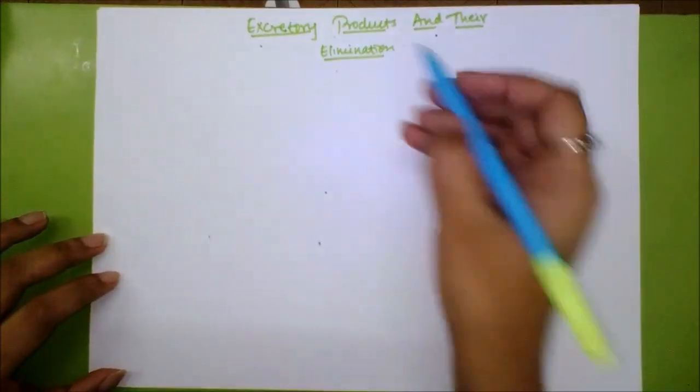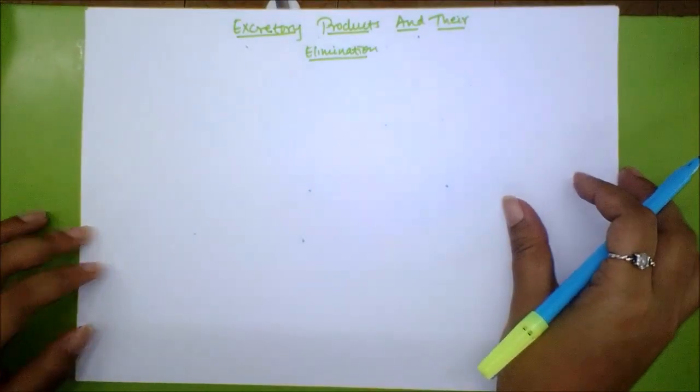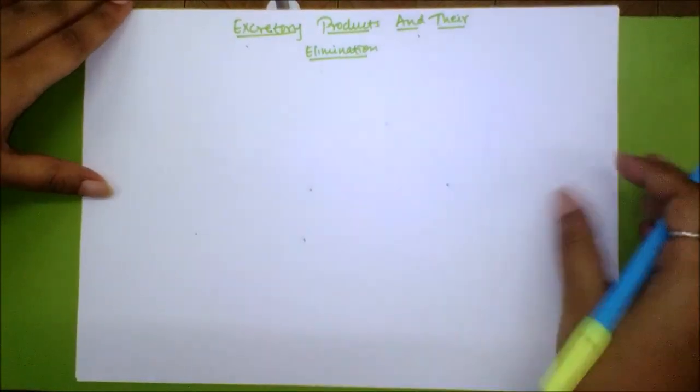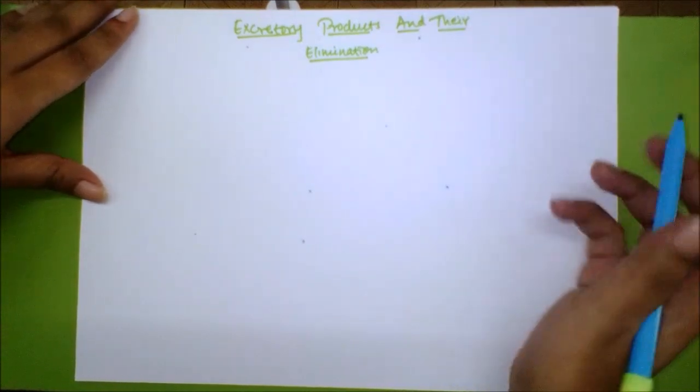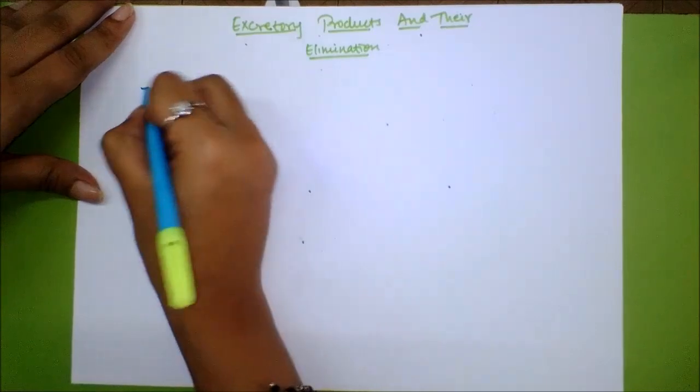Chapter: Excretory Products and Their Elimination. So, excretion. Now, the human excretory system. We learn the human excretory system. Excretion is the removal or elimination of waste products.